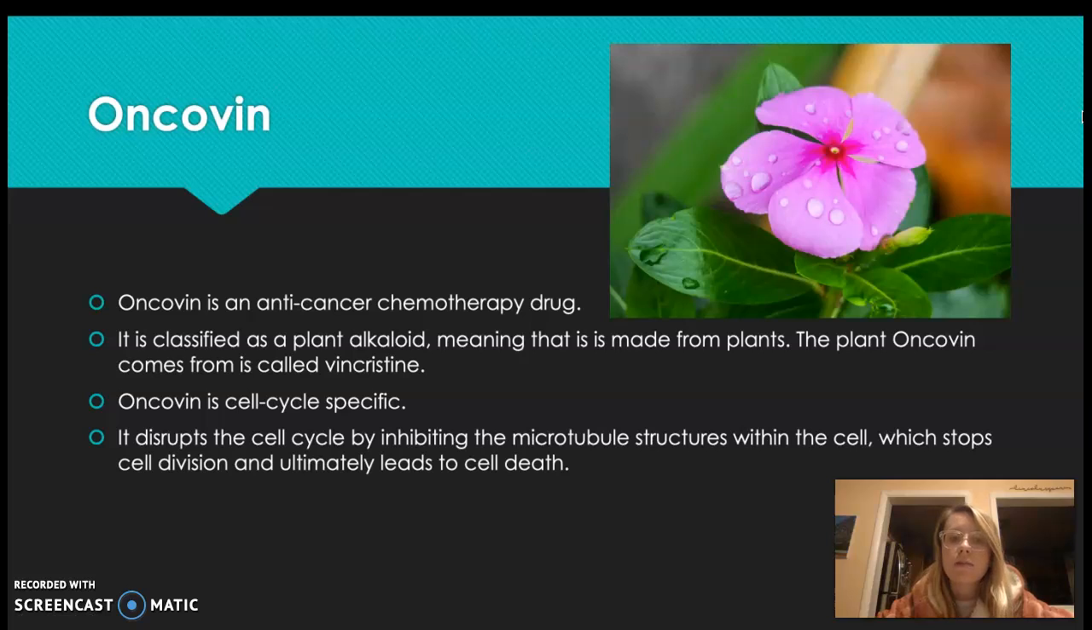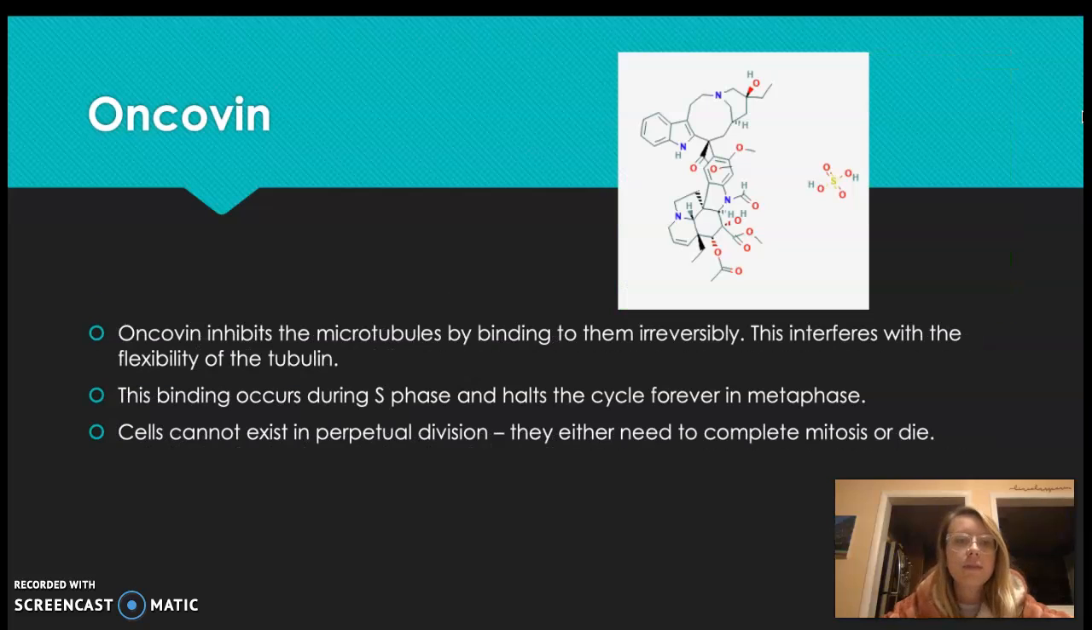Oncovin is cell cycle specific, and it disrupts the cell cycle by inhibiting the microtubule structures within the cell, which stops cell division and ultimately leads to cell death. Oncovin inhibits the microtubules by binding to them irreversibly, and this interferes with the flexibility. And this stops the mitotic spindle from forming and attaching to the chromosomes.